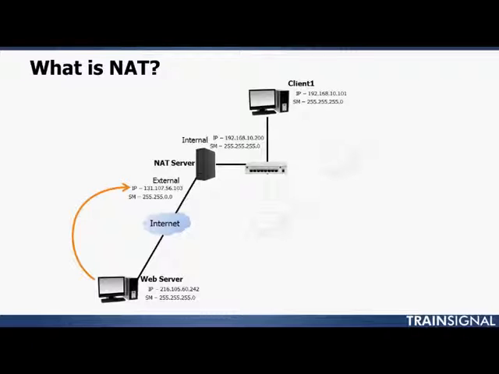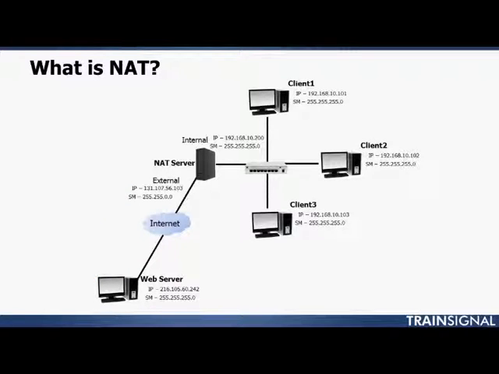What actually happens is the web server will get that request. It will then reply back to 131.107.56.103. The NAT server will receive that reply. It will look into its memory and say, who was looking for this website? And it says, oh, client 1 was. And so it translates the destination IP back to 192.168.10.101 and sends it on back to the client. That is how NAT works.